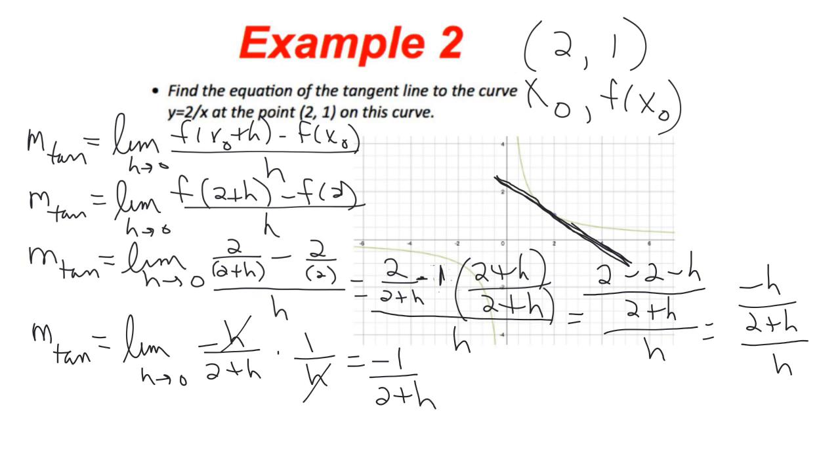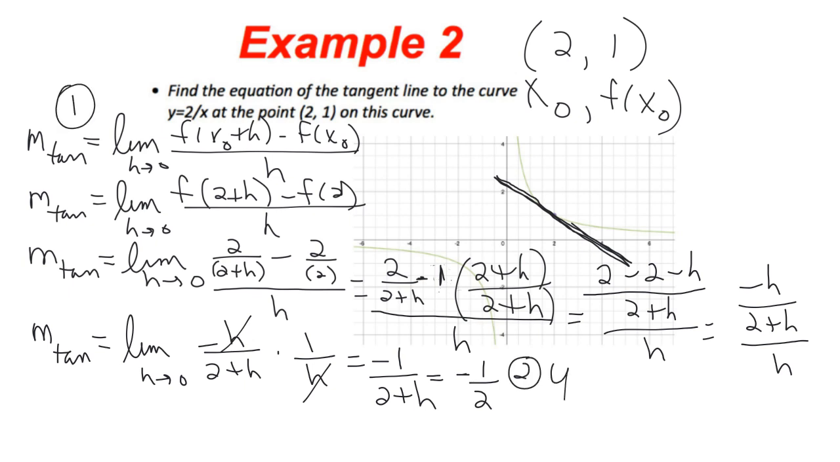Now, this is not the slope of my line. What I need to do is actually substitute in my 0 to find the actual slope. So when I do that, I get negative 1 over 2 plus 0, which is negative 1/2. So there's my slope.